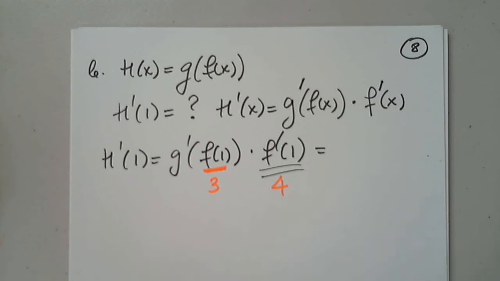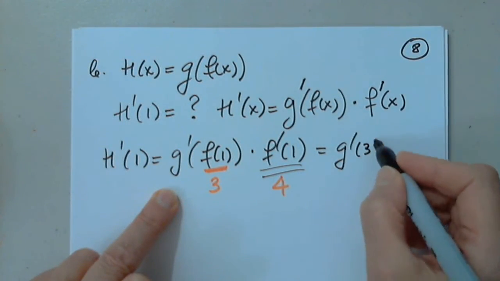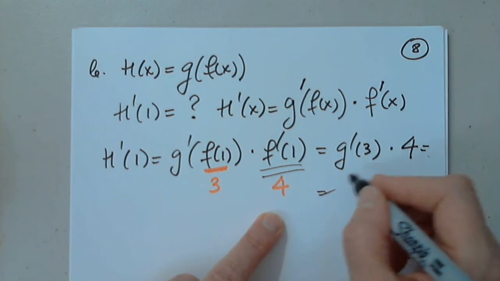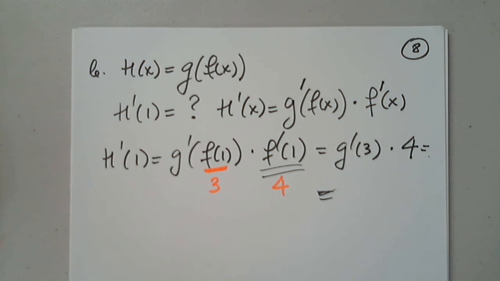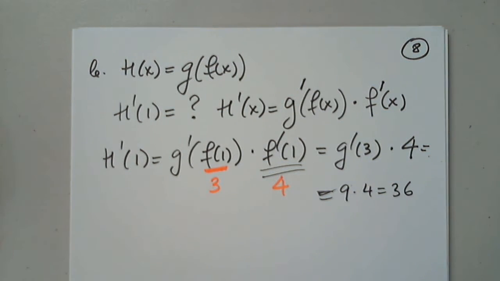So for now, I know that I have to find g prime of 3, and then the answer gets multiplied by 4. So g prime of 3 now. G prime of 3 is 9. Very good. Times 4 is 36. And that's our answer.